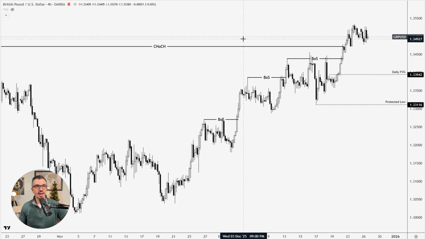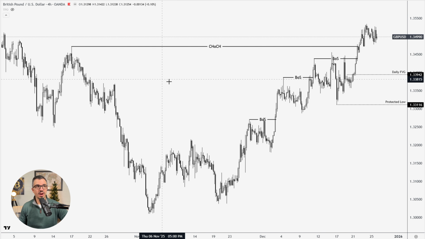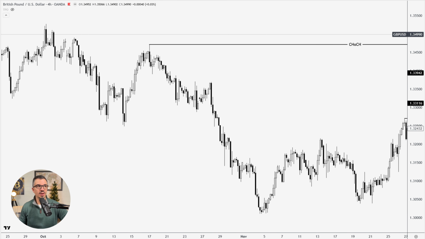So looking at the pound next, we do have, again, a daily time frame. Or 4-hour time frame, sorry. This was a change of character back here. So this was our external high. This was really our last external high, in my opinion, on the way down.